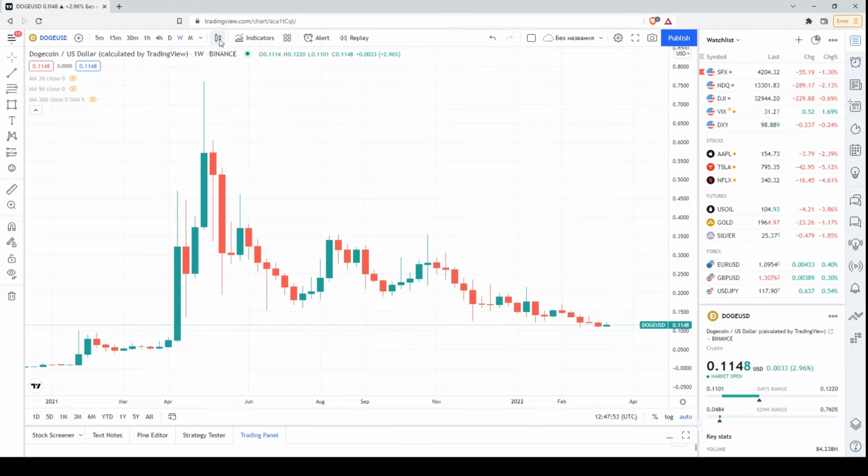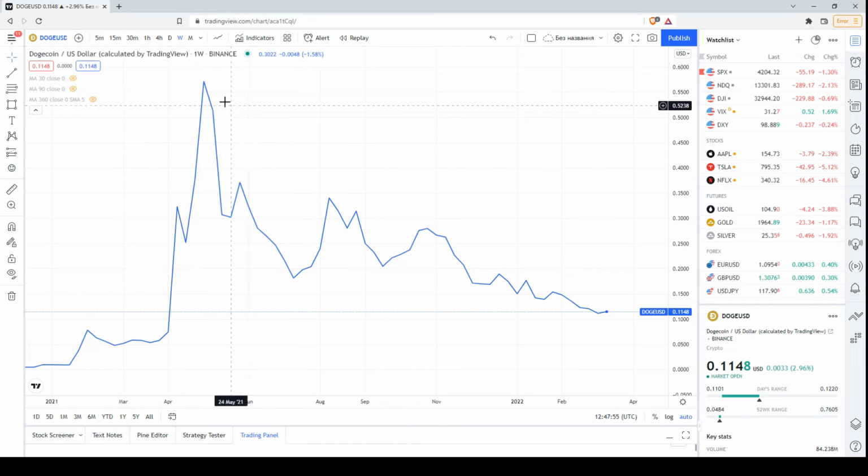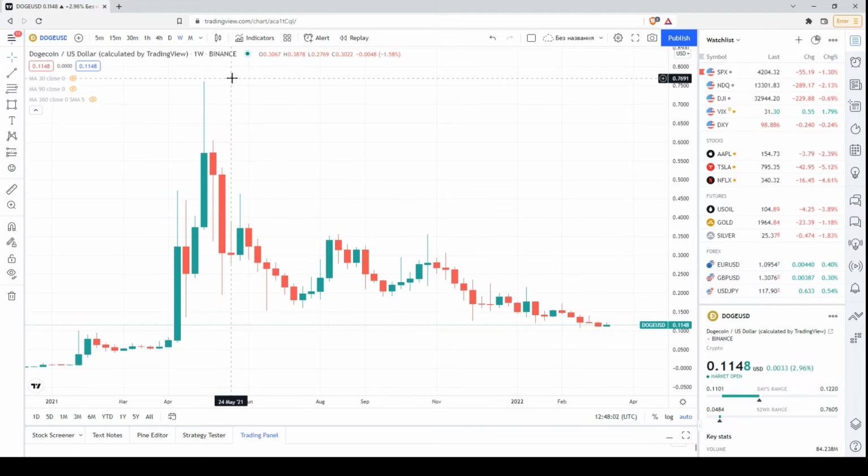And of course, if we switch to a linear chart, it's obvious that we have some kind of descending local highs and descending local lows. So this is another confirmation of the bearish sentiment. Now let's check the daily chart.